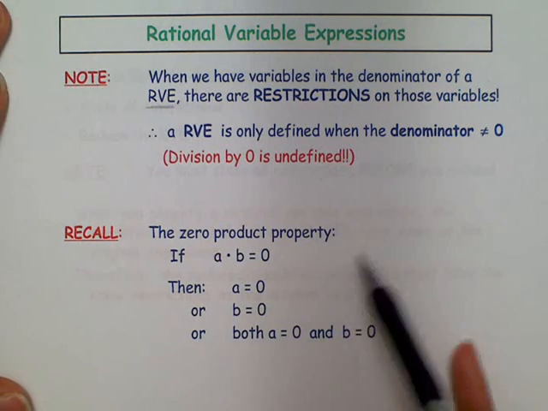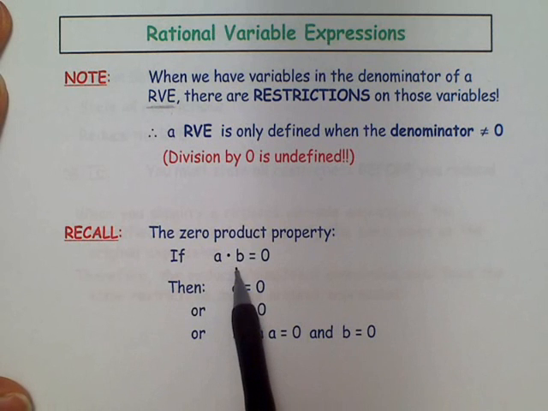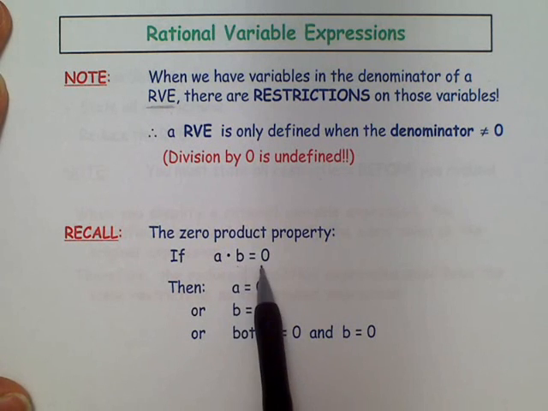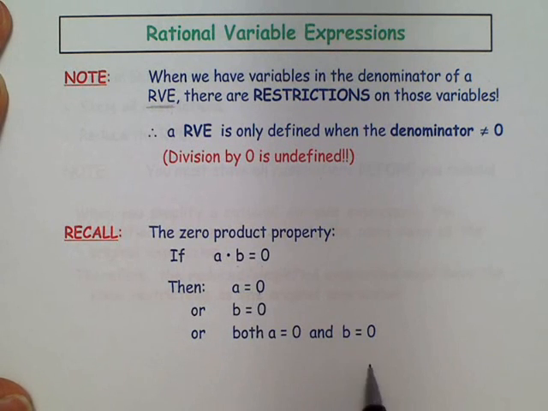So just to remind you about the zero product property, if you have two or more terms being multiplied together and the result is 0, either the first term is equal to 0 or the second term is equal to 0, or both the first and second term are equal to 0.